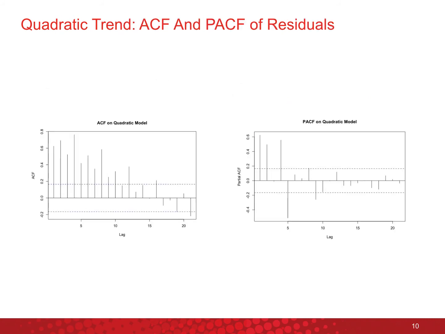ACF and PACF plots of the residuals of the quadratic models were generated. The ACF shows several spikes that decrease in a slight wave-like pattern. These were not contained in the confidence bounds. This implies that there is positive correlation at these specific lags. The PACF of the quadratic trend model also had 4 significant lags.